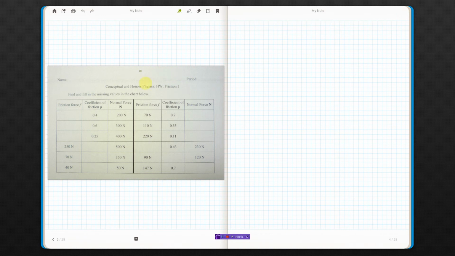This is a walkthrough of the worksheet for Ms. Volkening's conceptual or honors physics class for the worksheet Friction 1. Okay, so this is find and fill in the missing values in the chart below.